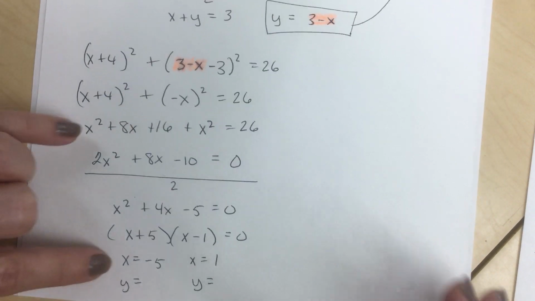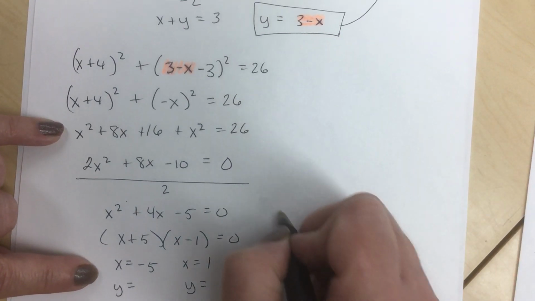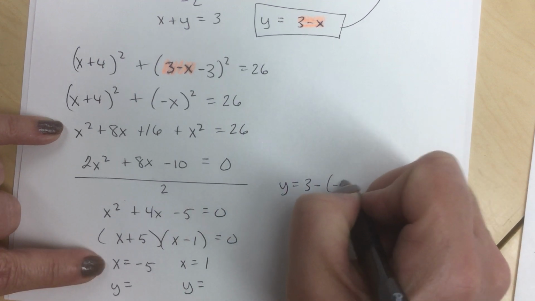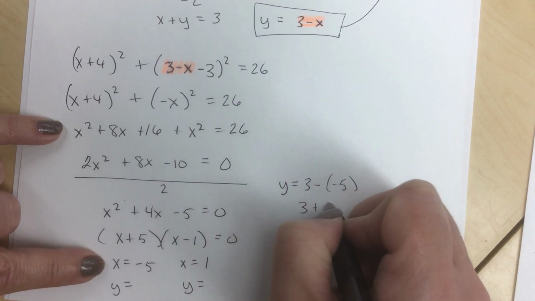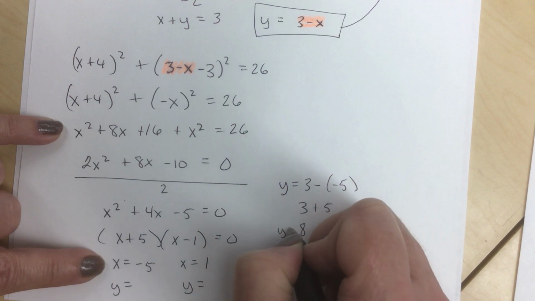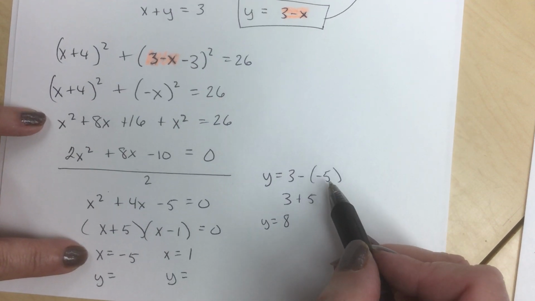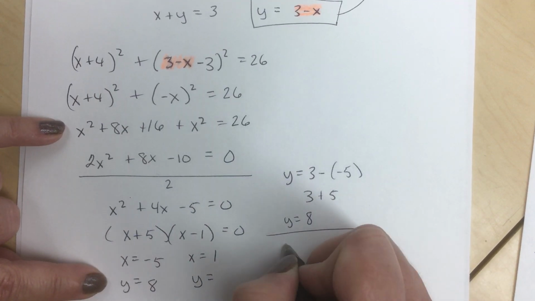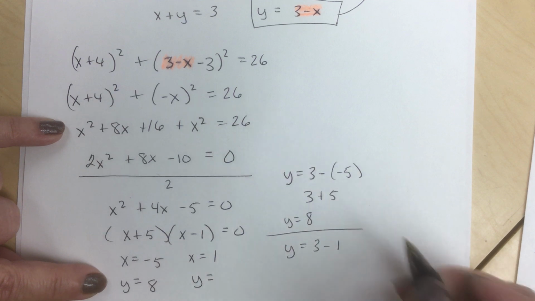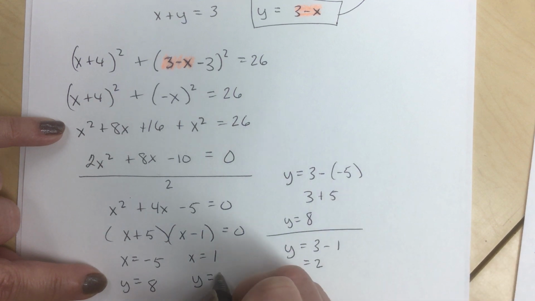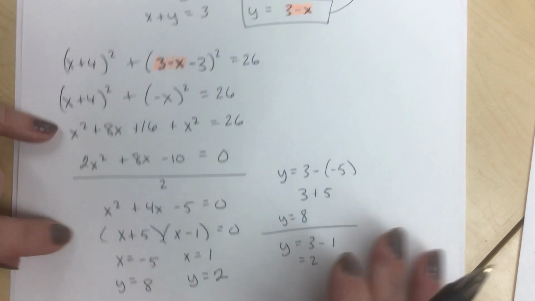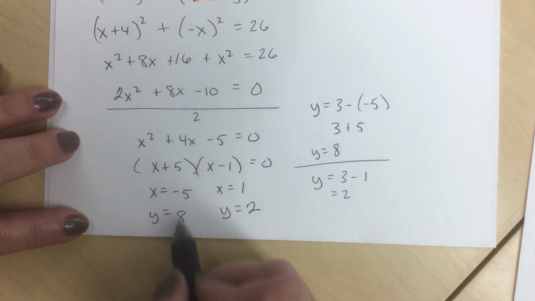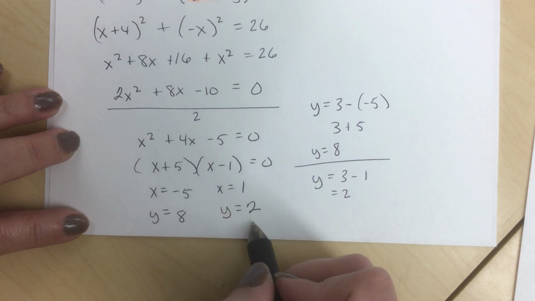So if y is 3 minus x, then y is 3 minus a -5. So that's 3 plus 5, that's 8. So when I plugged in -5, I got 8. Now I'm going to plug in 1. y is equal to 3 minus 1, which is 2. Keep track of what y you got with what x. So when I plugged in -5, I got 8. When I plugged in 1, I got 2.